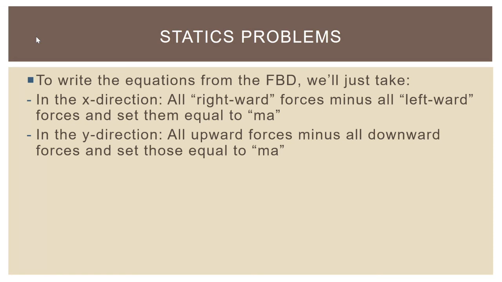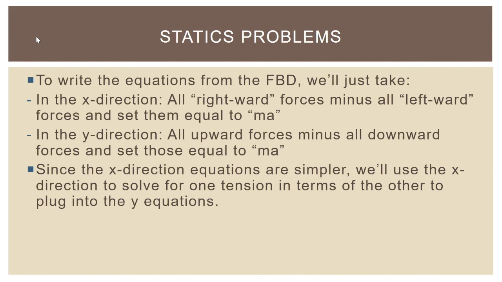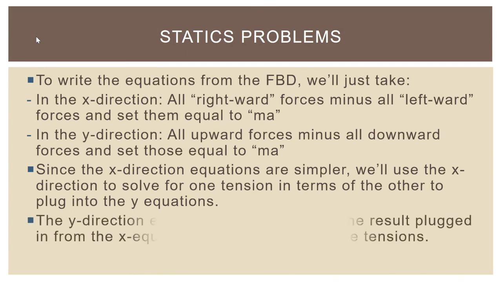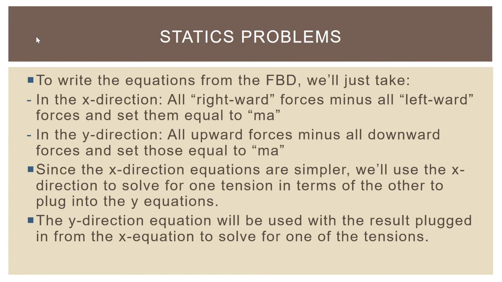In the y direction, we're going to take all the upward forces minus all the downward forces, and set those equal to ma. Then we're going to have a sum of the forces equation in the x direction and a sum of the forces equation in the y direction. And those two, because they're independent, need to essentially be solved as a system of equations. First, since the x direction equation is simpler, we'll use it to solve for one tension in terms of the other. And we'll plug that into the y direction equation. Then the y direction equation will be used with the result plugged in from the x equation to solve for one of the tensions.